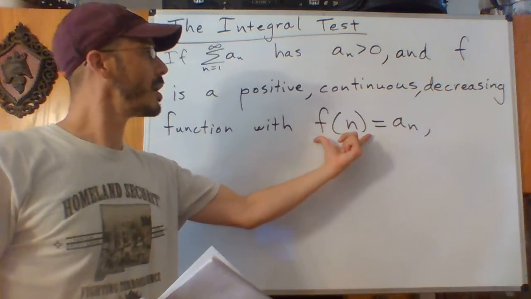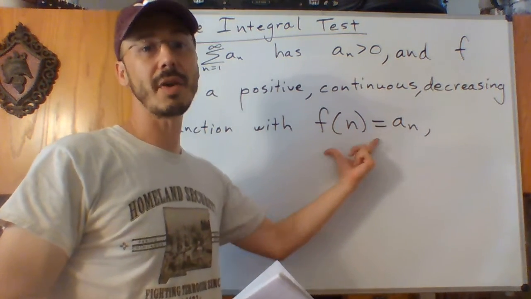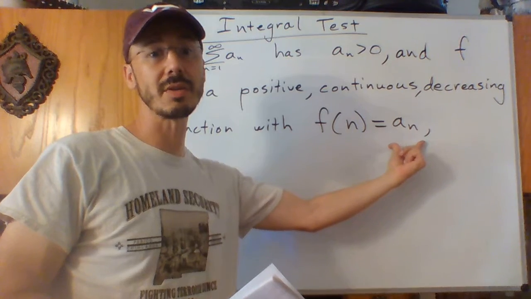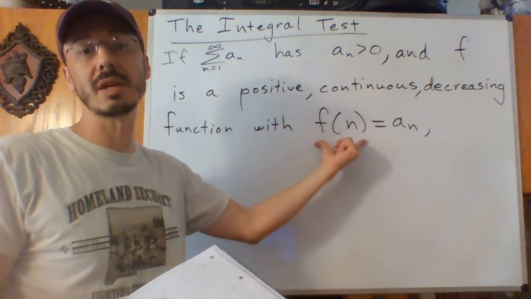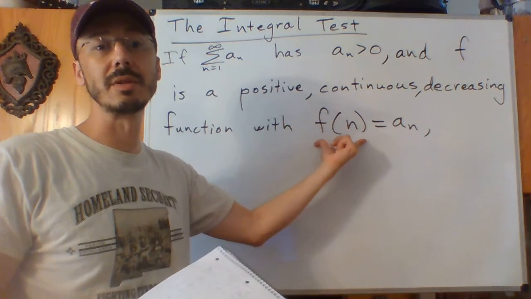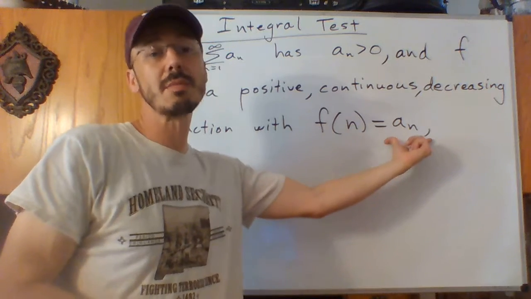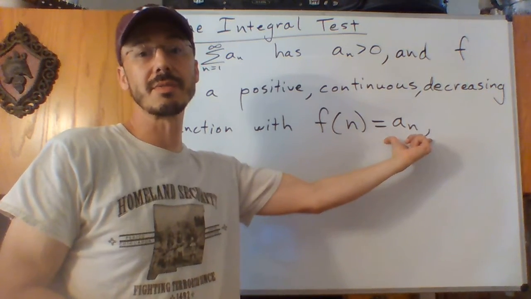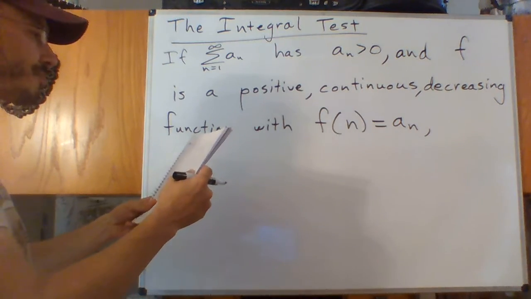But this is the main thing. The function is the same as the terms of the series. I would usually say f of x, because I can plug in a real variable and I will need to do the integral. But it's the same as the an, the terms of the series. So that was the case in both of those examples.